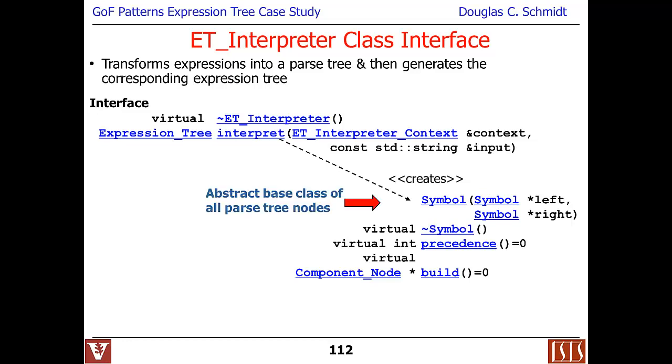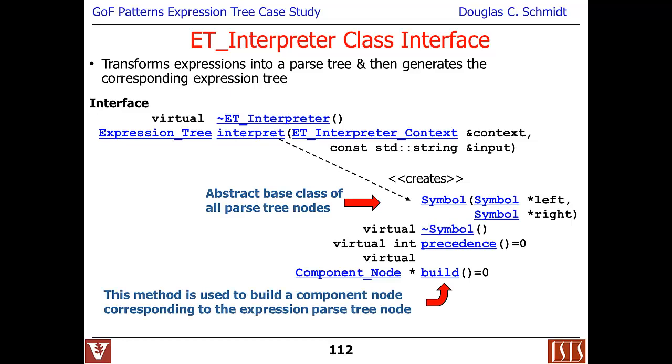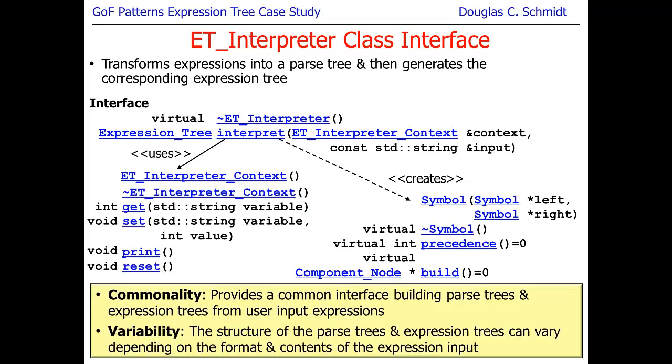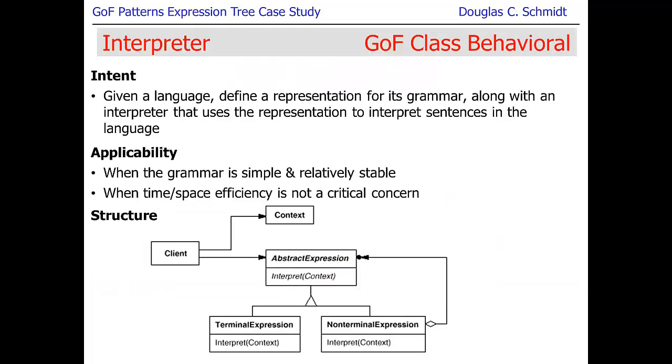And then we also have some other things, which are really a hierarchy of symbols, which are used to make the parse trees. The key thing I want to point out here is this method, which you will have to implement, so it's important to pay attention to this: the build method. The build method is used to build a component node corresponding to the expression tree node. So build is going to go from the parse tree oriented view of things to the actual form that we're going to use for our expression tree. So here's the commonality and variability part. We have a common interface for parsing, and we can support many different kinds of variable expressions.